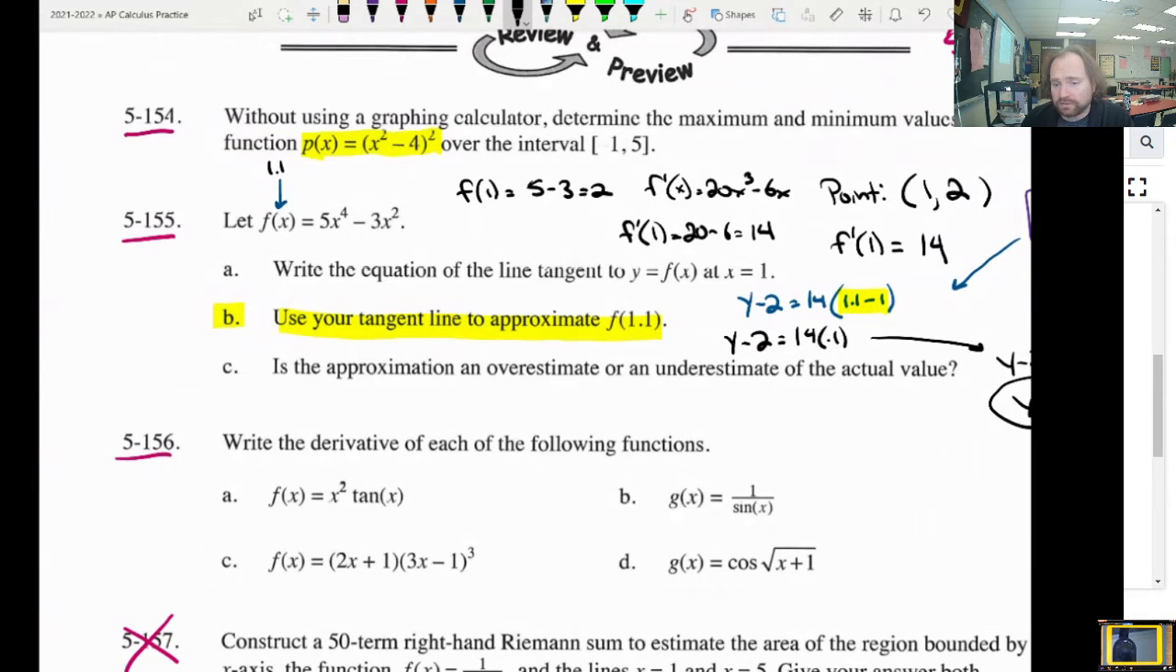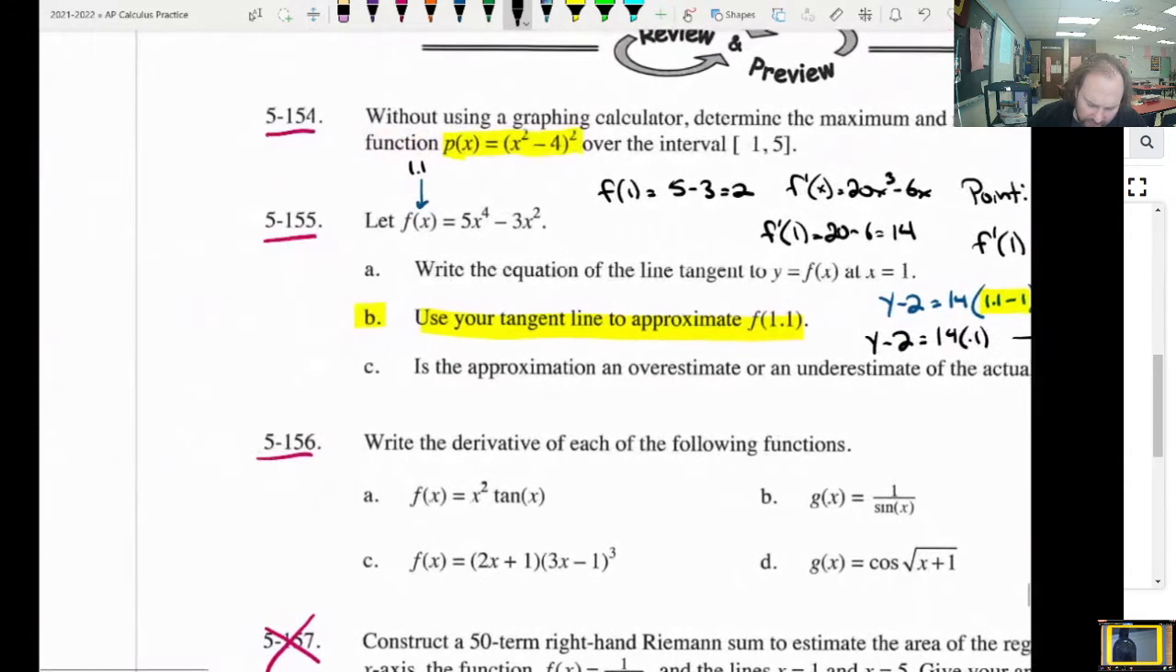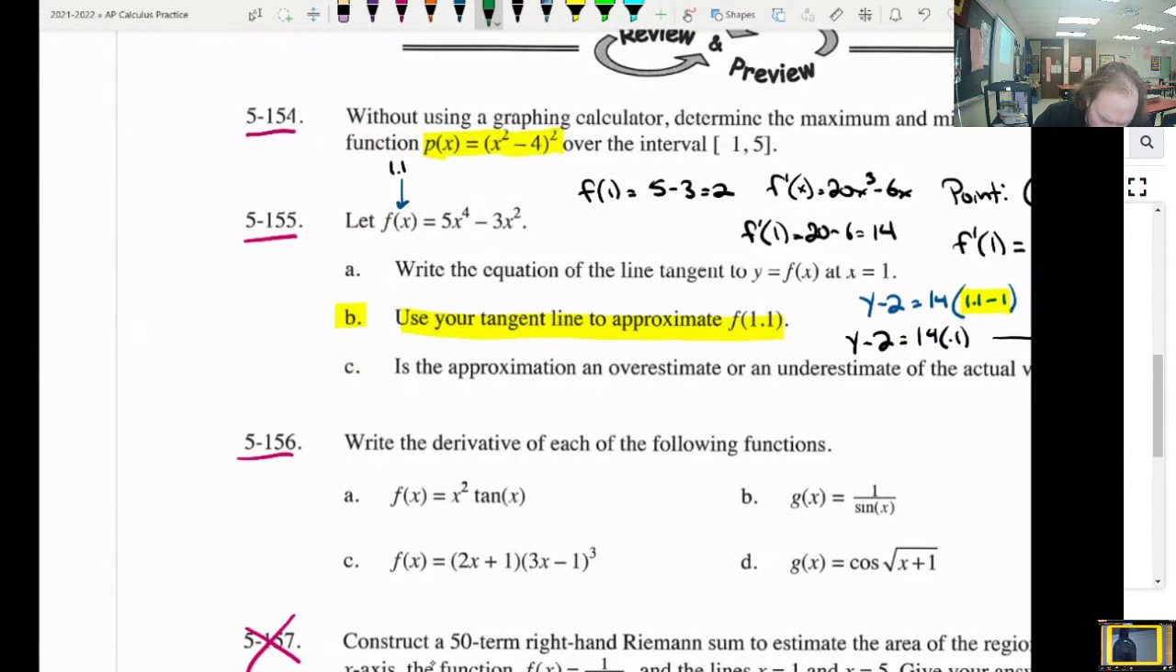As far as whether this is an overestimate or an underestimate in question C, that's going to come down to f double prime, because f double prime will tell us the concavity. F double prime of x in this problem, I'm just looking at the f prime we have over here in this section, is going to be 60x squared minus 6. And we're concerned about the concavity at 1.1. So f double prime of 1.1.